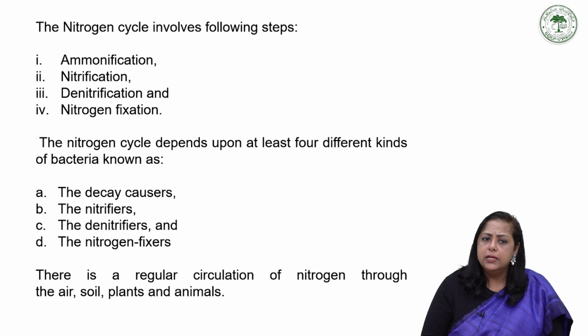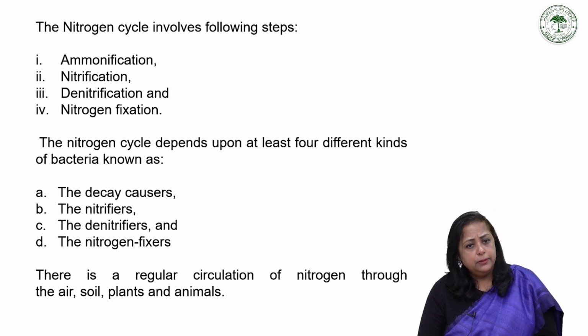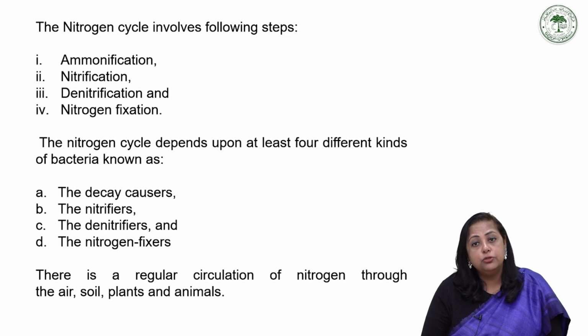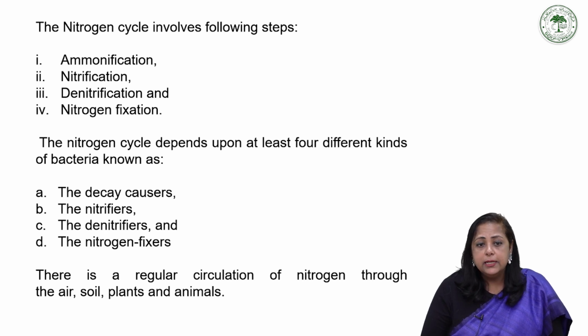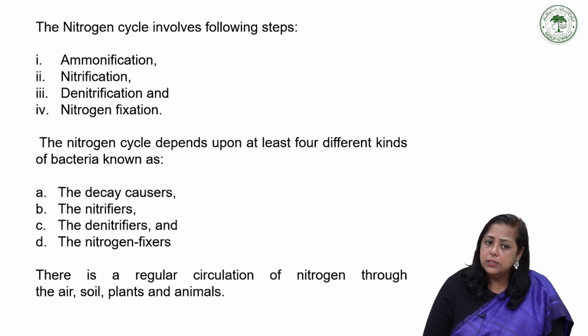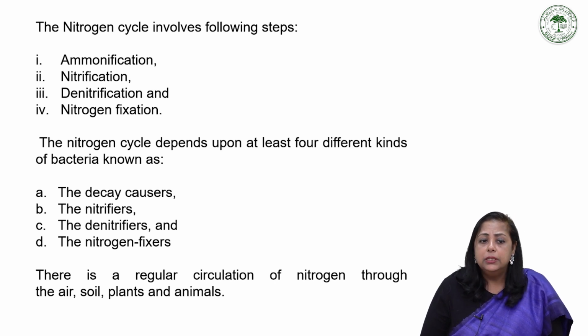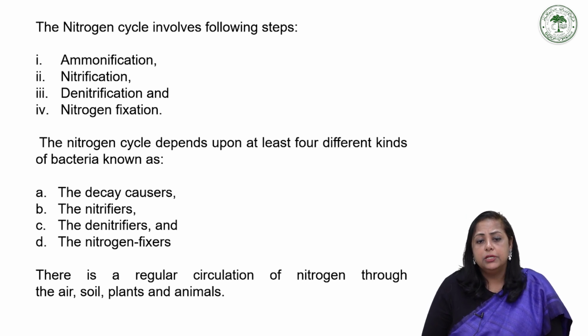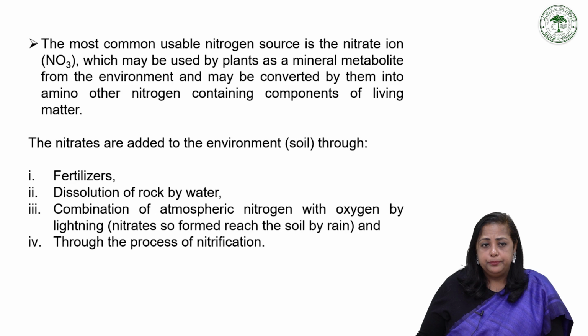So, the nitrogen cycle involves four different steps: ammonification, nitrification, denitrification, and nitrogen fixation. So, after the nitrogen fixation in the plants, we can use the nitrogen through the plants. The nitrogen cycle depends upon at least four different kinds of bacteria known as the decay causers, the nitrifiers, the denitrifiers, and the nitrogen fixers. So, there is a regular circulation of nitrogen through the air, soil, plants, and animals. This is the way they circulate from air to animal.